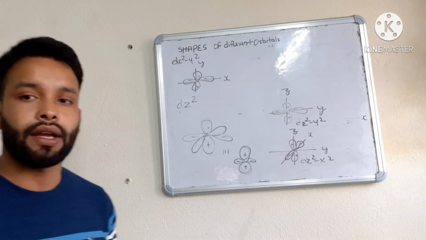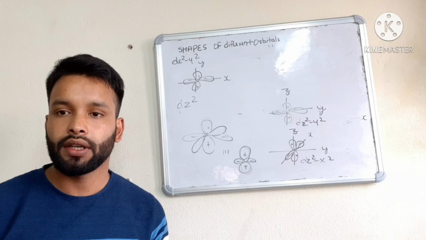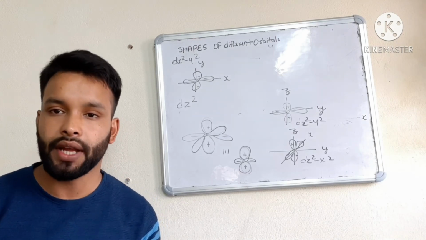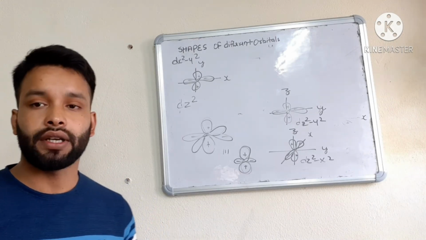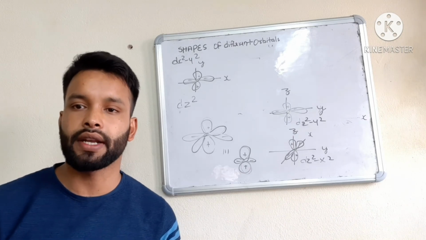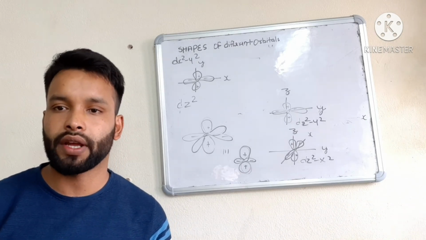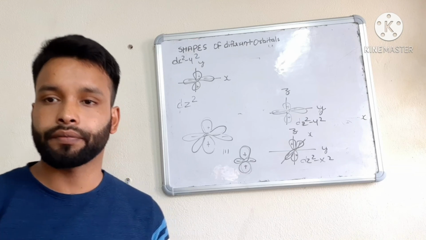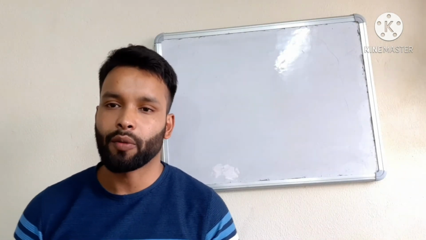So in S we have one orbital, in P we have 3: px, py, pz, and in D we have 5: dxy, dyz, dzx, dx square minus y square and dz square. Now the shapes of the different atomic orbitals are done.